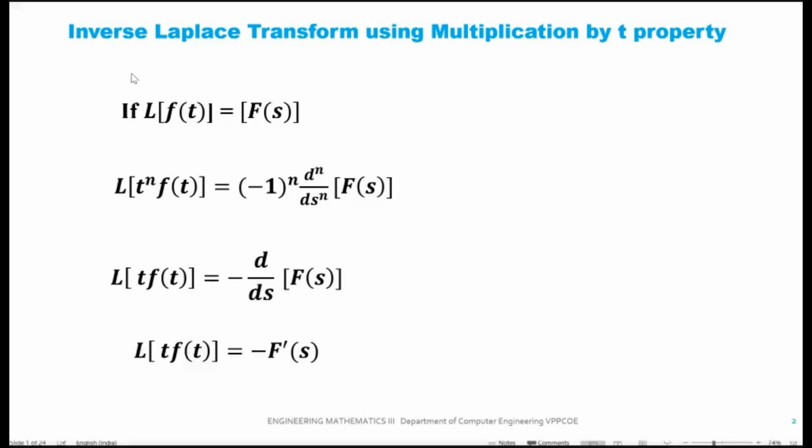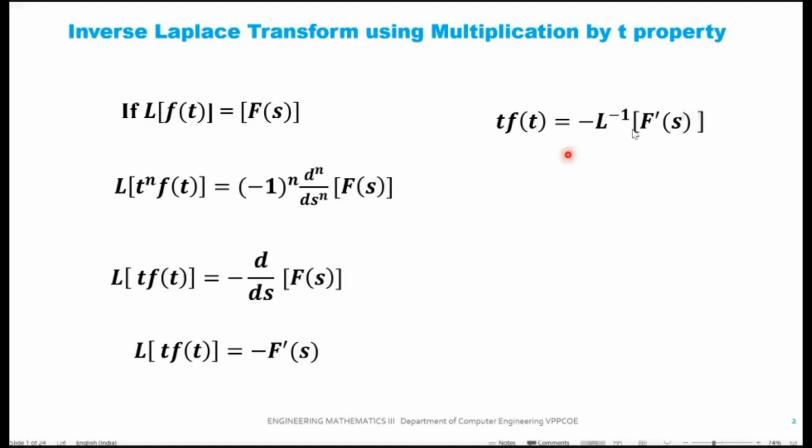Now I can write d by ds of f of s as f dash of s, that is the first derivative of f of s. If I take this L to the right hand side, I will get t f of t is equal to minus L inverse of f dash of s. Okay, so t f of t is equal to minus L inverse of f dash of s.